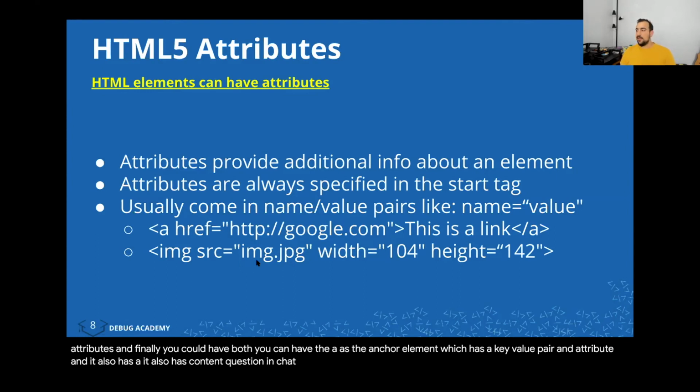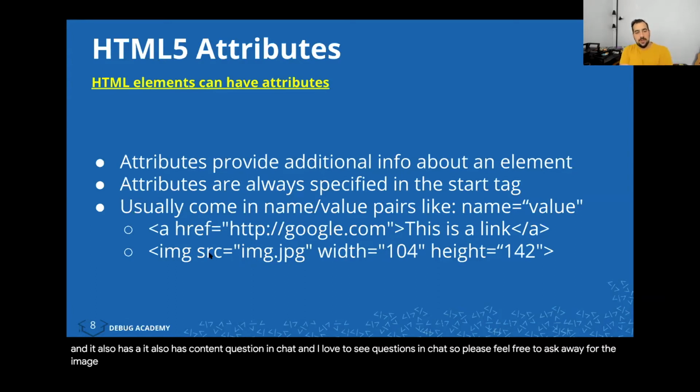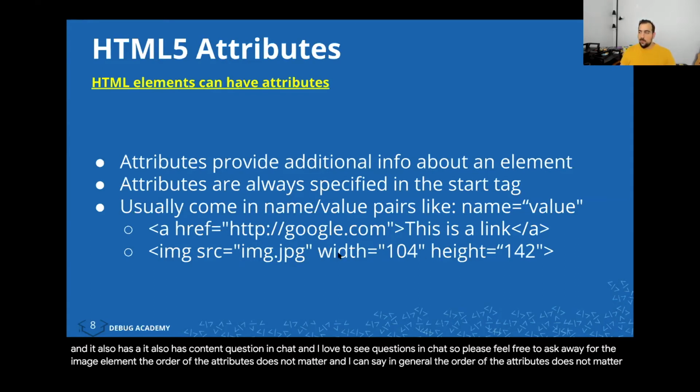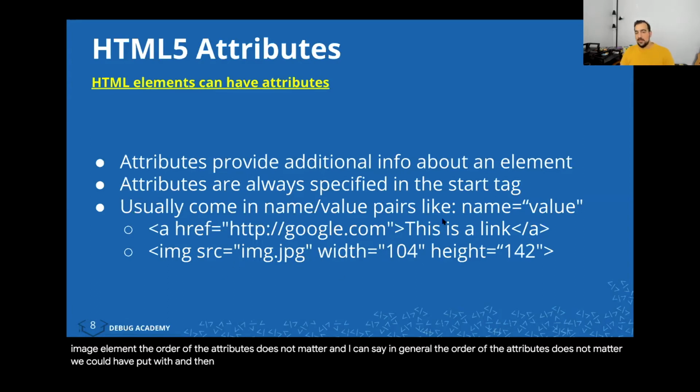Question in chat, and I love to see questions in chat, so please feel free to ask away. For the image element, the order of the attributes does not matter. And I can say, in general, the order of the attributes does not matter. We could have put width and then source and then height, and it would work just the same, but it would read a little funny to the developer.